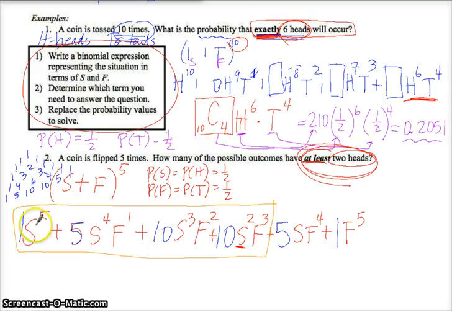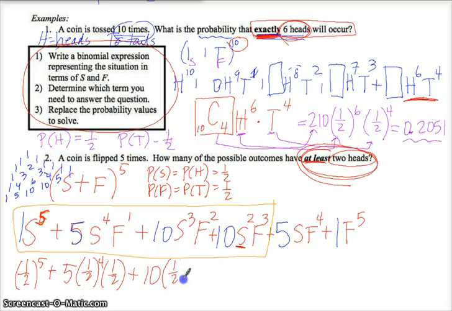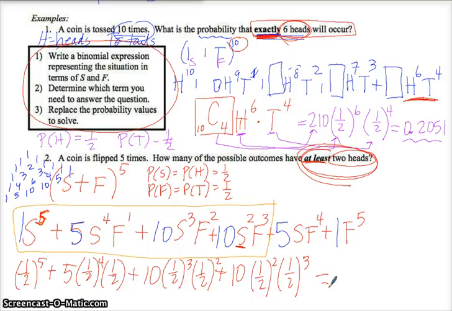So I have to substitute in 1/2 here. This is to the 5th power. Sorry, I must have put an f there instead of a 5. It's s to the 5th power. So it's 1/2 to the 5th power plus 5 times 1/2 to the 4th power times 1/2 to the 1st power plus 10 times 1/2 to the 3rd power, 1/2 squared, plus 10, 1/2 squared times 1/2 to the 3rd power. So add all that up, and that will be your probability of getting at least 2 heads.